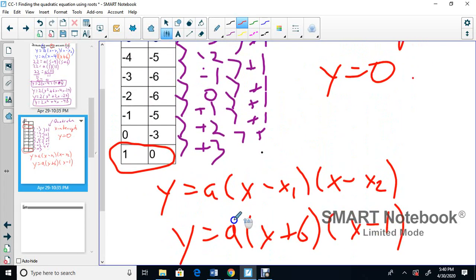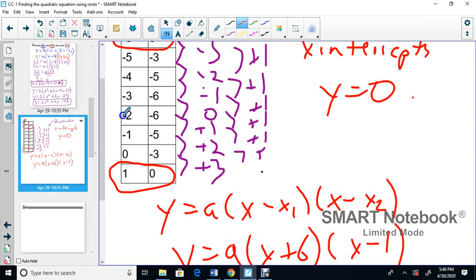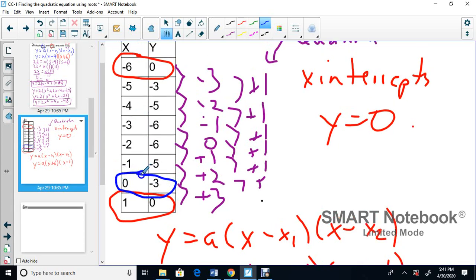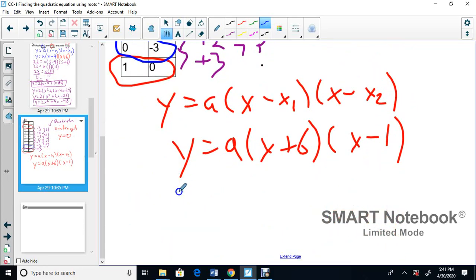Now we have to find a, and we have an equation. Now, you can use any one of these points, except for the two red ones that I circled. So I'm going to actually use the y-intercept. So when x equals 0, it's actually the easiest, because it's easy to work with the 0. So when x equals 0, y is negative 3. So I'm going to put a negative 3 in here.